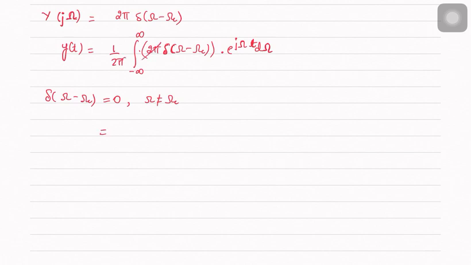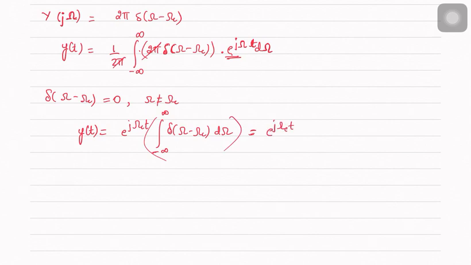2 pi gets cancelled with 2 pi, it's a constant. So my y of t is nothing but, for all the other values, the product will be equal to e power j omega t into 0. When omega equals omega c, this becomes a constant, so I can take it outside. The integral from minus infinity to infinity of delta omega minus omega c d omega is equal to 1. So this is nothing but e power j omega c t. So I have shown you the Fourier transform relation between these two.